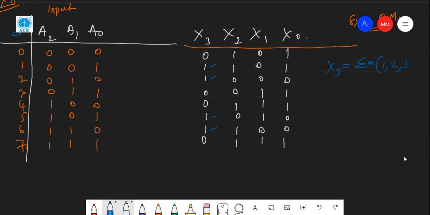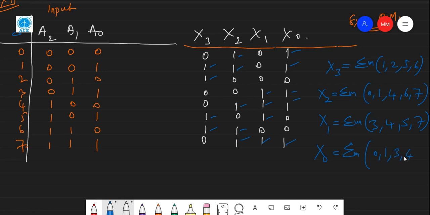Now next is x2. So min term is 0 1 is high, 0 1, then 4, then 6 7, 4 6 7. Like that you need to complete all min terms. Next is 3 4 5 7. Then x0: 0 1 both are high, min terms 0 1 both are high, then 3 4 7.